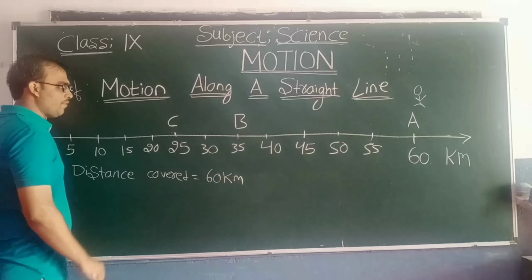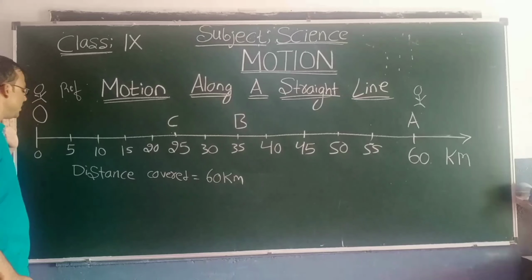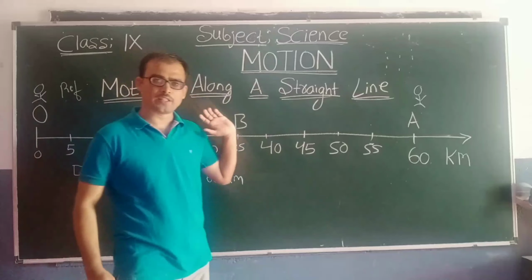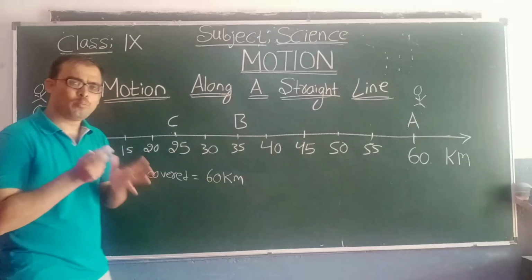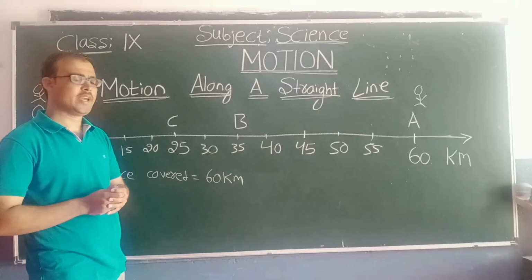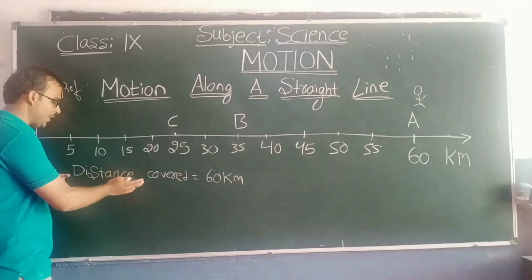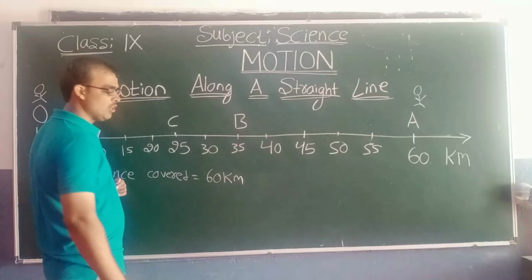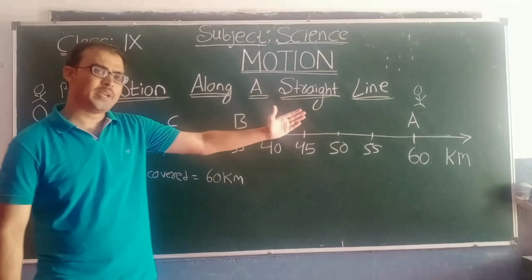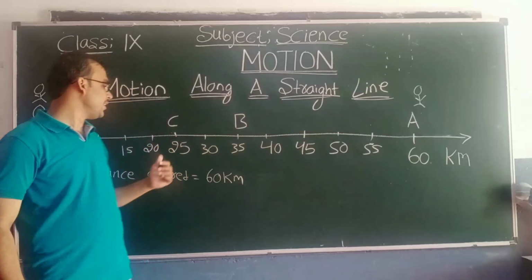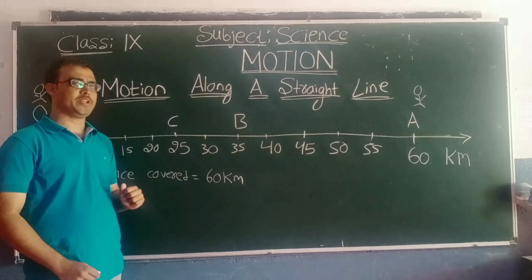If the man has moved from O to A, then how much distance has he covered? He has covered a distance of 60 kilometers. If he moved from O to A, what does it mean? It means that he has covered a distance of 60 kilometers.